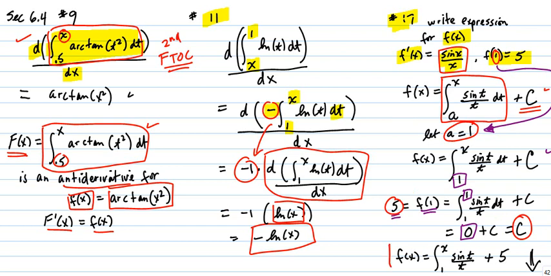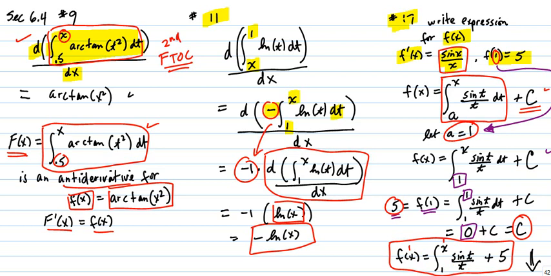So when you write it out, you get the antiderivative to be this. It has all the properties asked for. Its derivative is sine x over x, because the derivative of 5 is 0. F of 1, when you plug in 1 and put 1 up there, and you go from 1 to 1, is 0. So it all checks out.